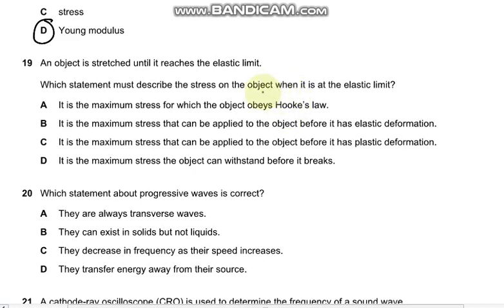Question number 19 says that an object is stretched until it reaches the elastic limit. Elastic limit is the limit from where the object returns to its original length. Which statement must describe the stress on the object when it is at the elastic limit? It is the maximum stress for which the object obeys Hooke's law. No, Hooke's law is not being obeyed at elastic limit, not necessarily. It is the maximum stress that can be applied to the object before it has elastic deformation. No, it is the maximum stress that can be applied to the object before it has plastic deformation. Yes, that's the appropriate answer.